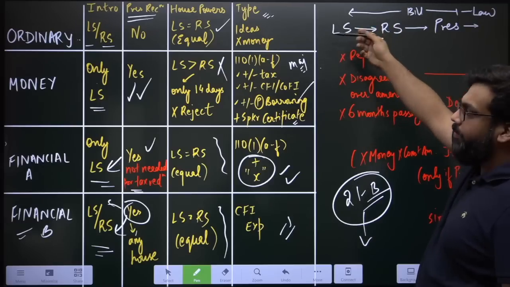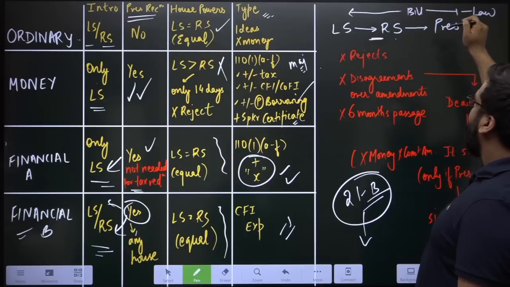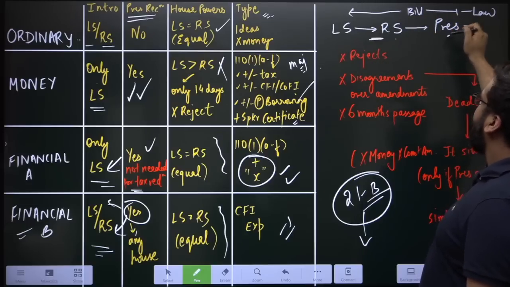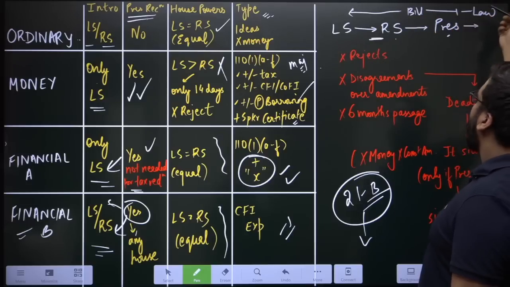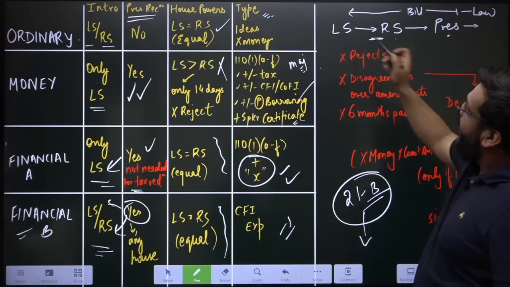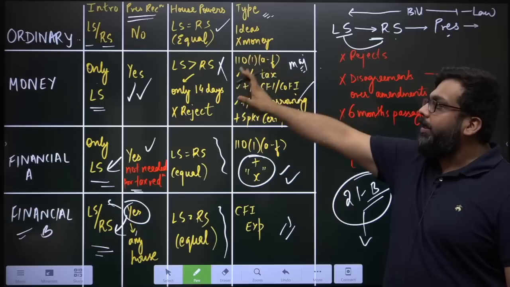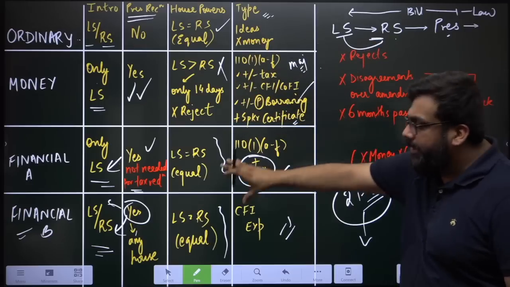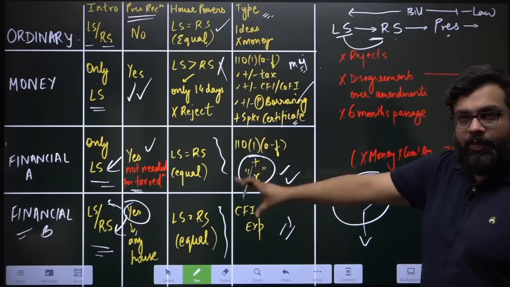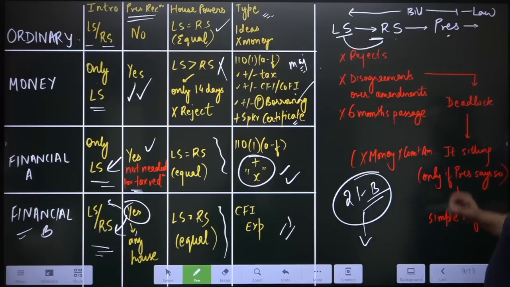Let us assume it starts from the Lok Sabha, goes to the Rajya Sabha, the president passes it, the president gives an assent, it becomes a law. Now, if it's going from the first house to the second house and it's an ordinary bill, it's not a money bill, right? Or it's a financial bill A or a financial bill B, where both have equal voting powers.